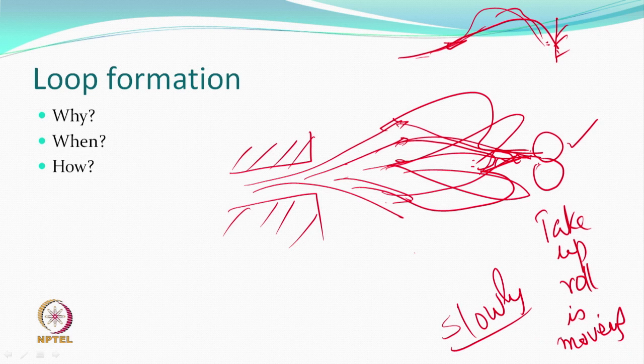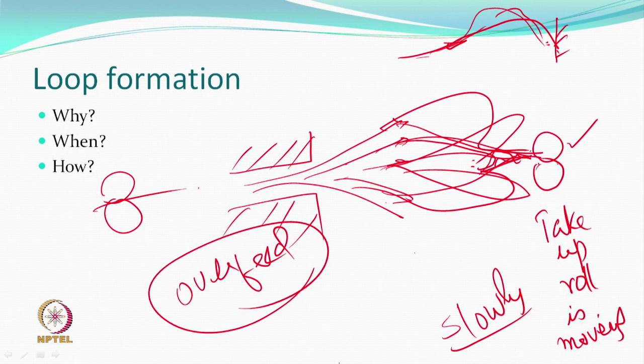Slowly means what? It can't be slower than the feed roll. Is it fast, or is it slow? It is slow, because you are giving overfeed. So what is happening? You are giving overfeed, this is moving slowly, but the filaments may be moving faster because of the overfeed. Therefore, one end is moving slowly, the other end is moving fast, and you make a loop, and then something like this happens.